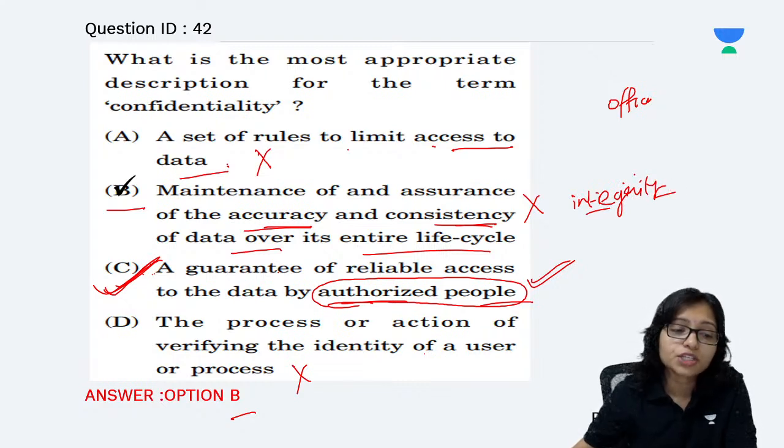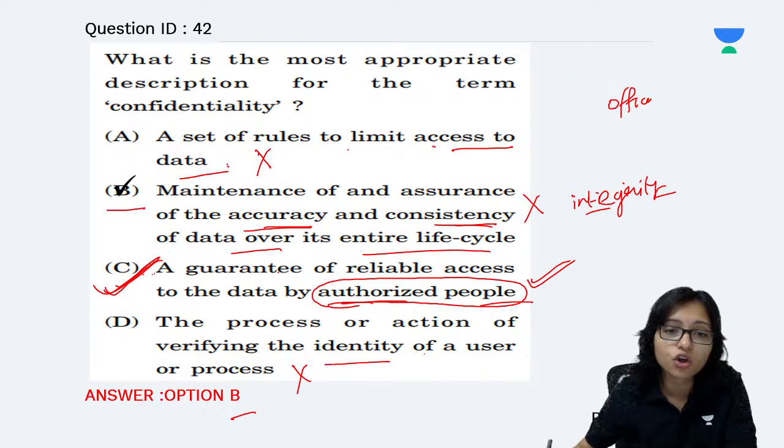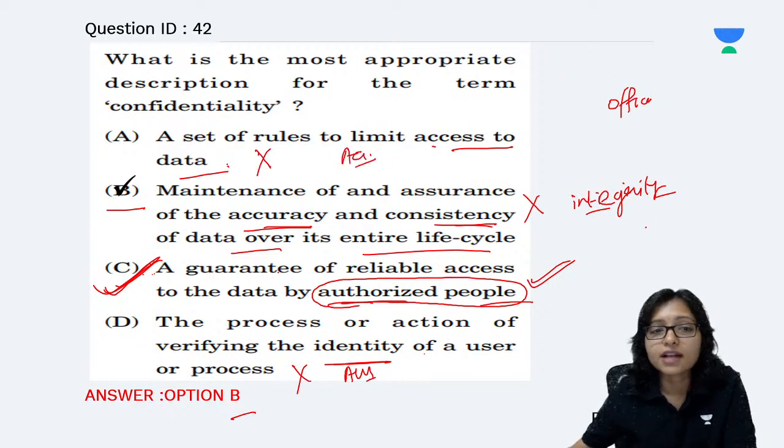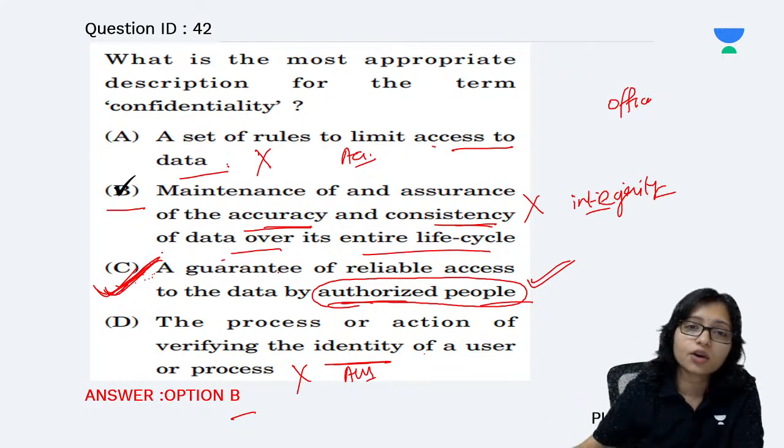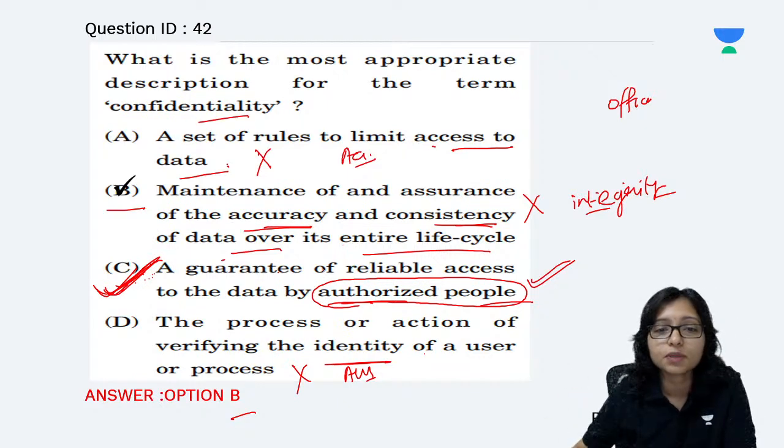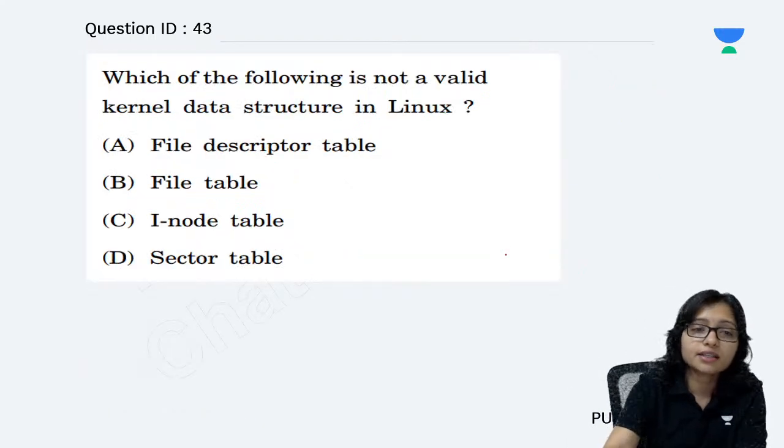Availability means information should be consistently available till the end. The process of verifying and identifying the user, that is authentication. Limiting the access of the user, that is accessibility. So that's why I will choose option C as the most perfect answer for confidentiality, because of the authorized people wording in this option.